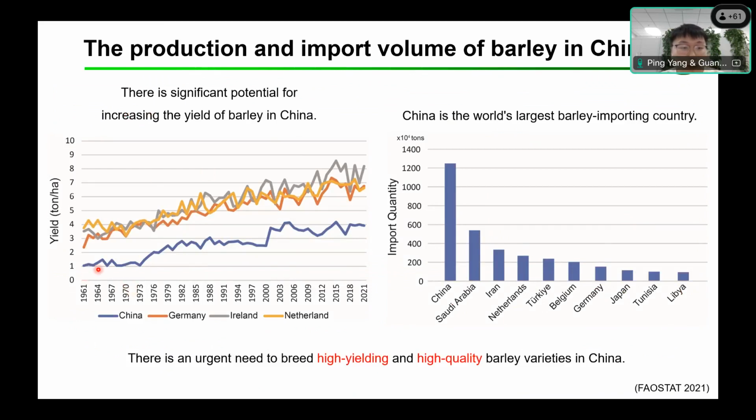But compared to other barley producing countries, there is significant potential for increasing the yield of barley in China. And China is the world's largest barley importing country. So there is an urgent need to breed high yielding and high quality barley varieties in China.